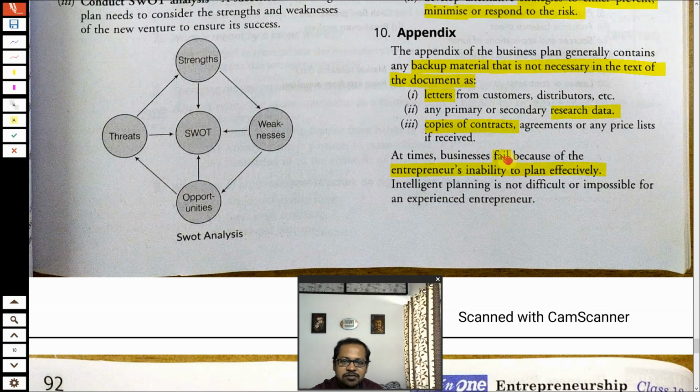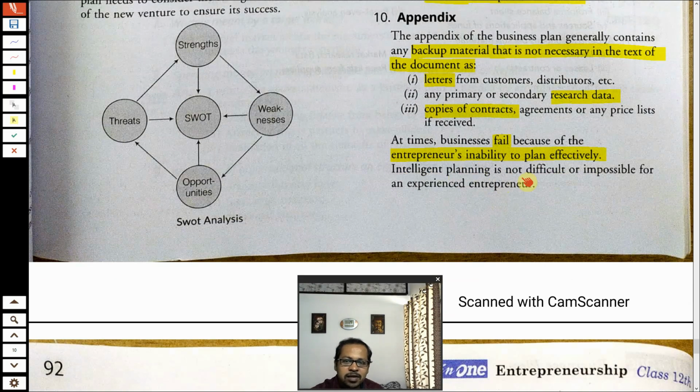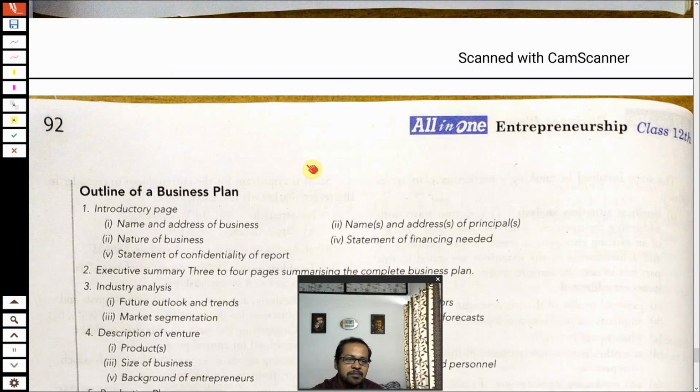So as we know, if you fail to plan, then you are planning to fail. So it is very important. If you fail to do this planning properly, then the business will not work. For an experienced entrepreneur, this planning is actually not difficult and not impossible.